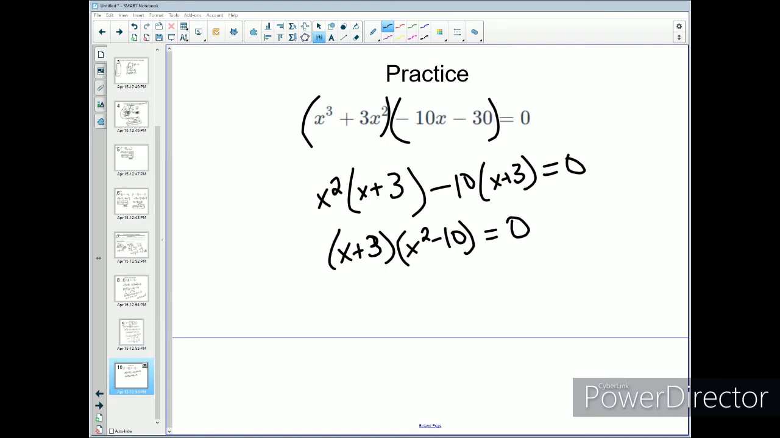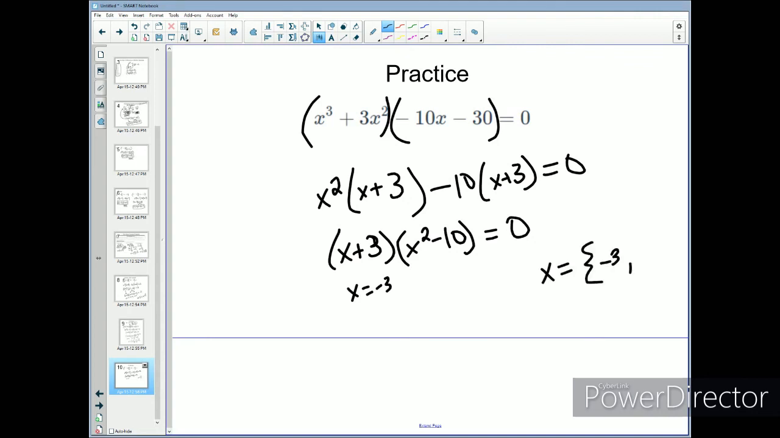All right, your fully factored form is going to look like this. X plus 3 times x squared minus 10 equals 0. Now the first part is pretty straightforward. If x is equal to negative 3, well, then that's one of our solutions. Let's go ahead and start building our solution set. So negative 3 is one of them.